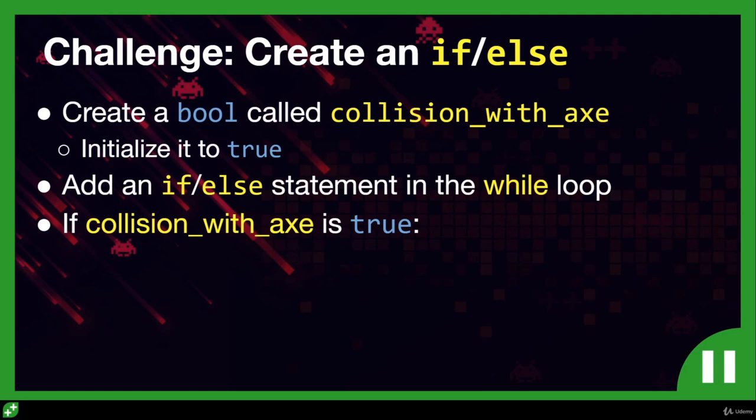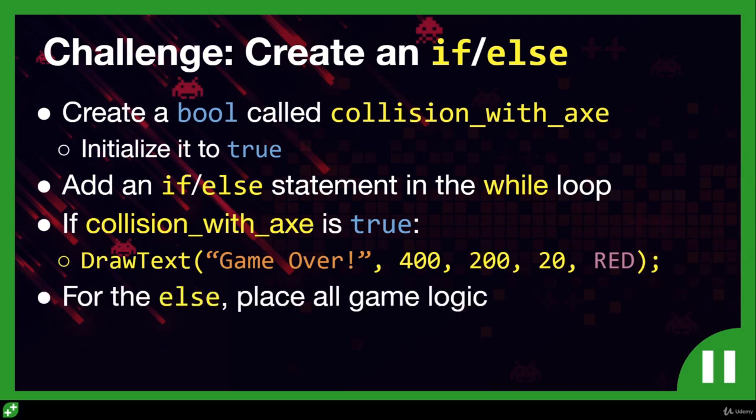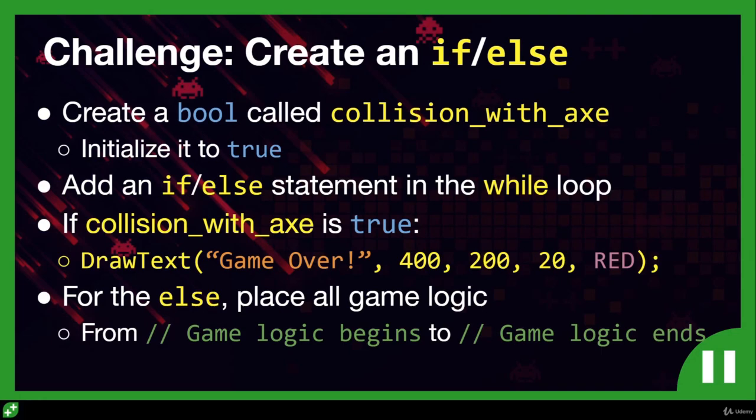Now if collision with axe is true, draw text to the screen using our drawText function. For the text, use game over. For pos x, we'll place it at the x coordinate of 400. For pos y, we'll use 200. For the font size, use 20, and for the color, use red. Now for the else statement. Place all game logic in the else. Everything from our comment game logic begins all the way up to our comment game logic ends. Place all of that in the else. Go ahead and pause the video and try this now.